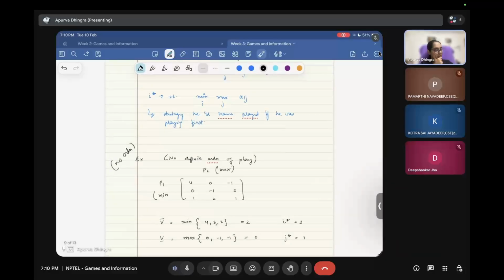Then the security level for player 1 is to maximize from the column. So he says this is 4, this is 3, this is 2. So he's now ultimately supposed to choose the minimum from these. So 4, 3, 2, he chooses 2. And that ends up being the third row.